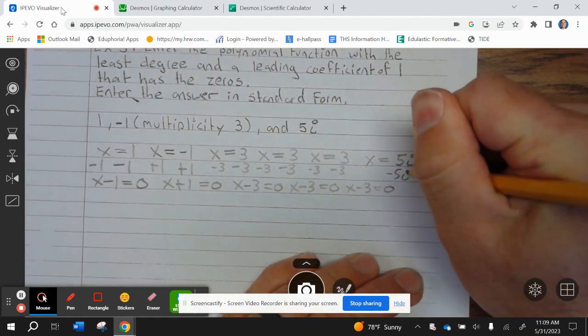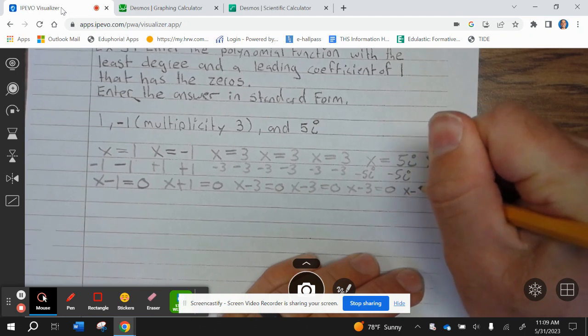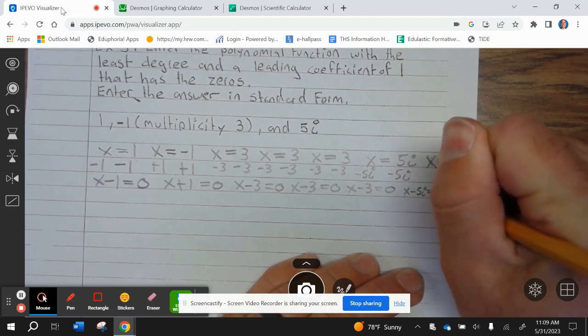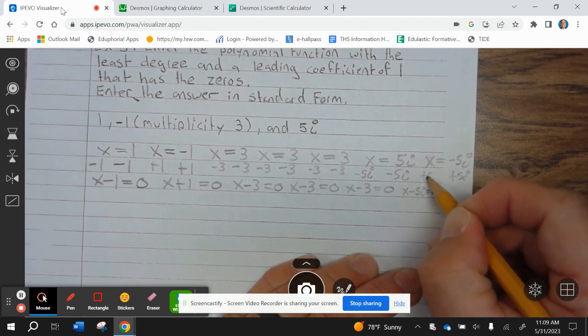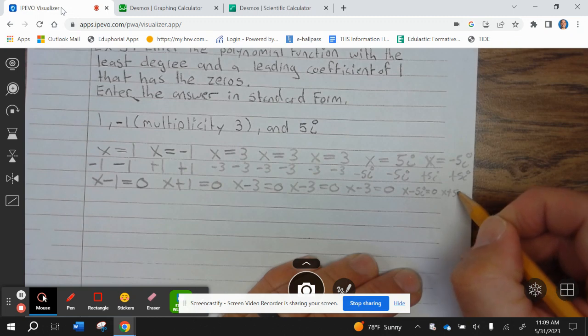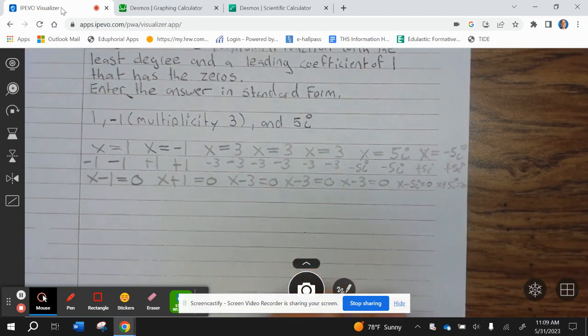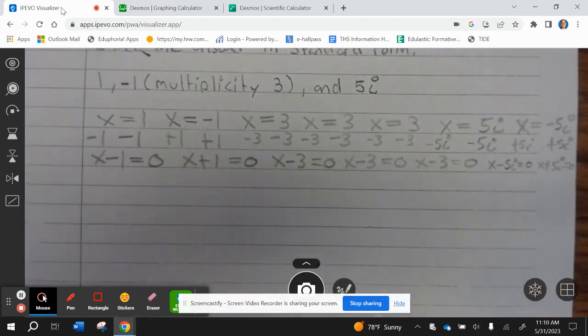Subtract 5i from both sides. That's x minus 5i equal to 0. Add 5i to both sides. X plus 5i equal to 0. Zoom in a little bit.